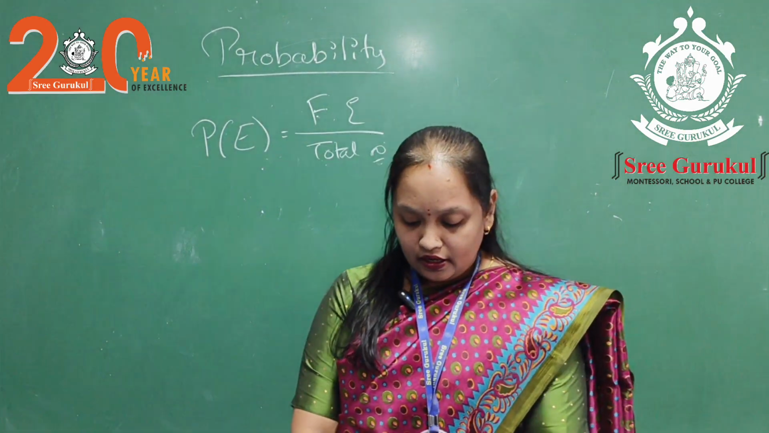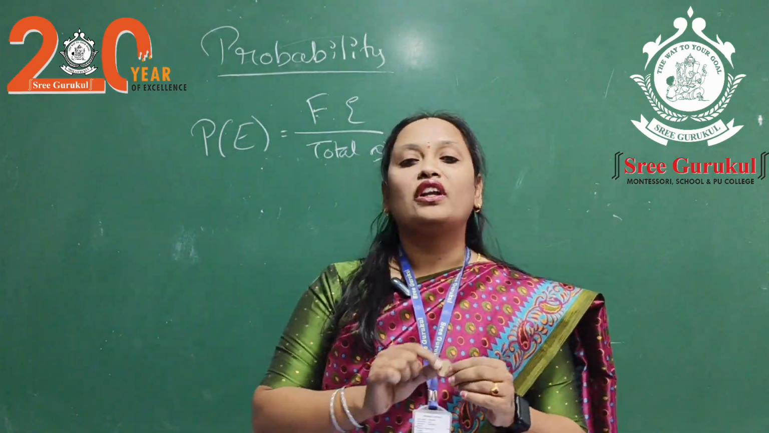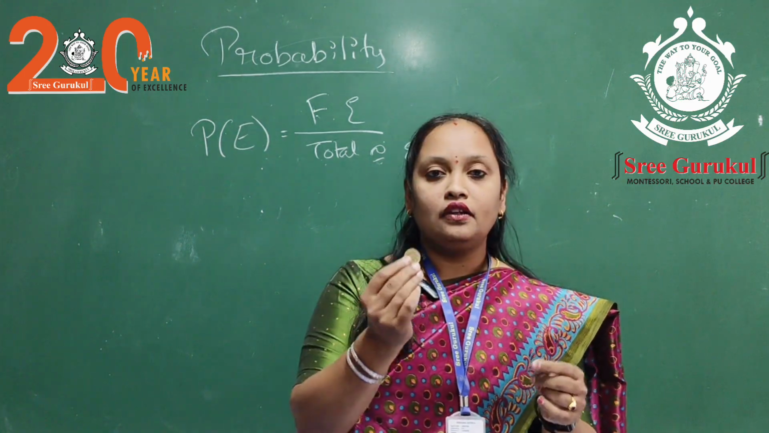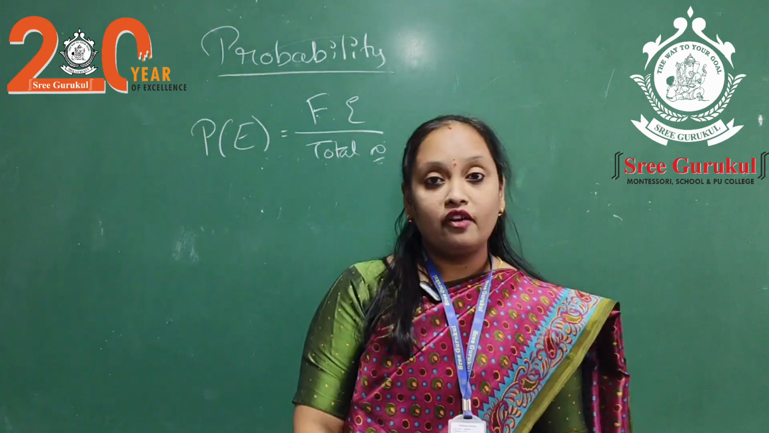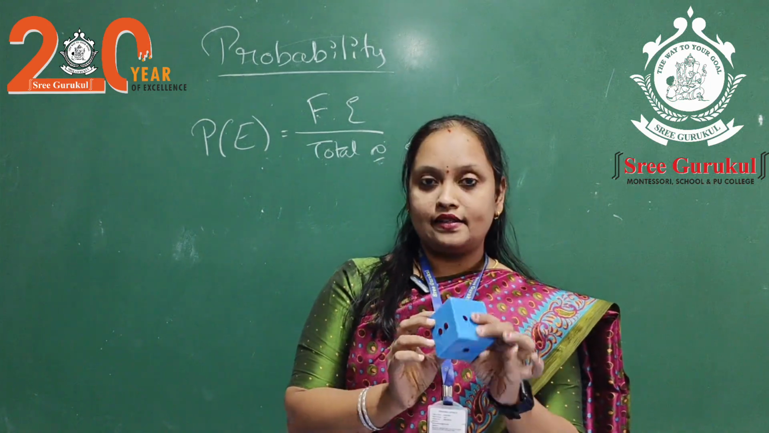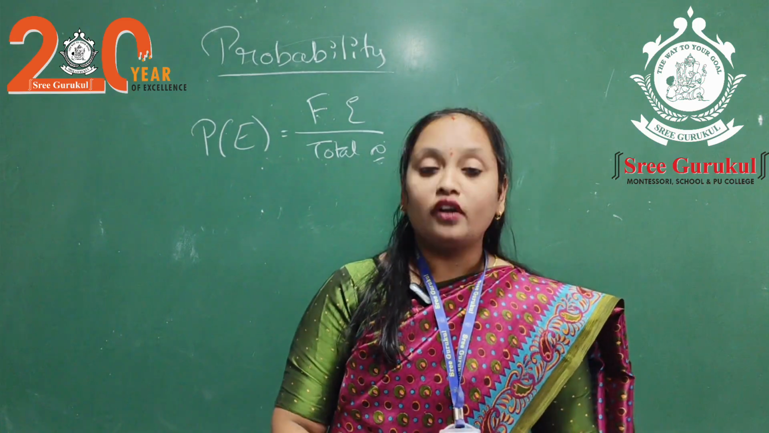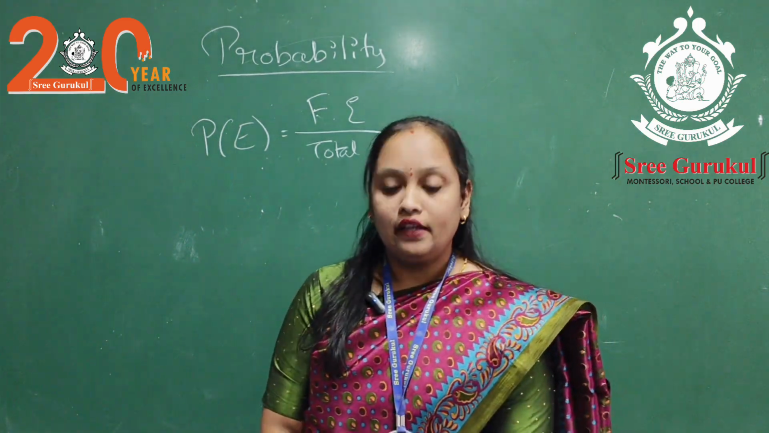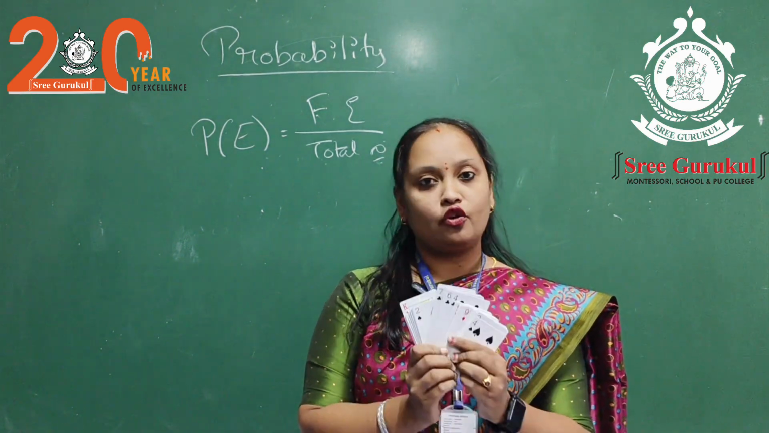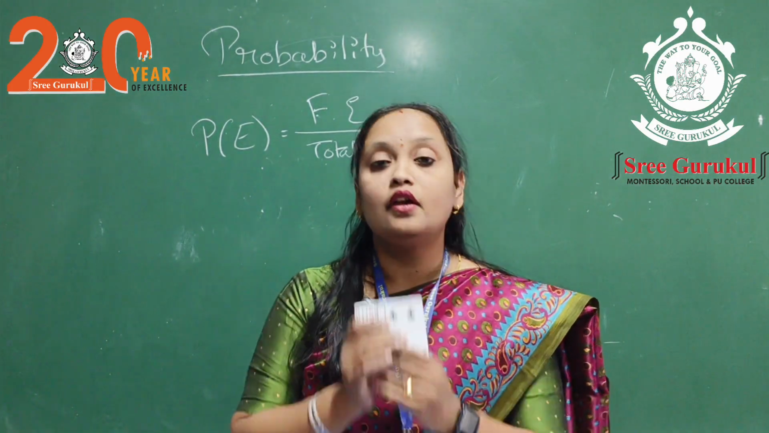Total number of events means, I hope you all know, if I toss this coin, we have two outcomes. Outcome means whatever results we get while tossing this coin. As you can see, this is head and tail, so we have two outcomes. Coming to this die, we have 6 faces, this is a cube. So the total number of outcomes is 6. In this pack of cards, as we all know, we have 52 cards.